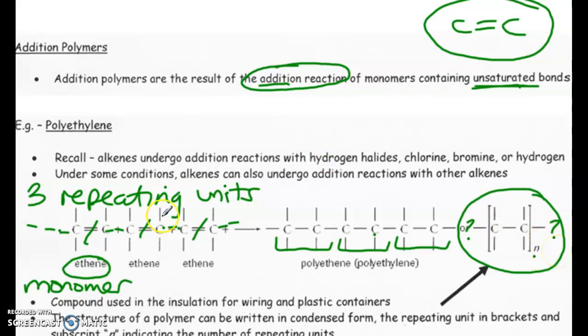So for us, if we're doing 3 repeating units, right, we're showing 3. But this could be many monomers, okay? I'm not going to ask you to ever show more than 3 repeating units, okay? That's more than enough for me to see that you are understanding what the reaction process is here, okay?